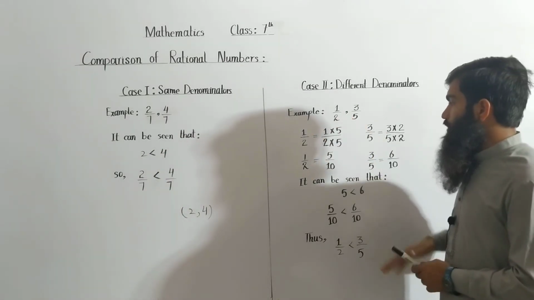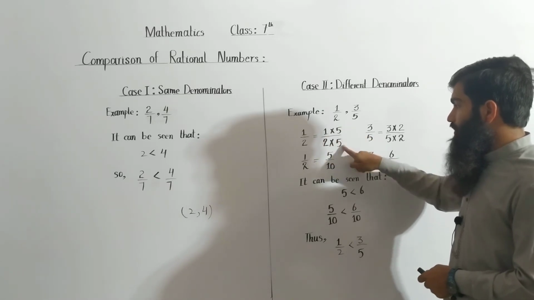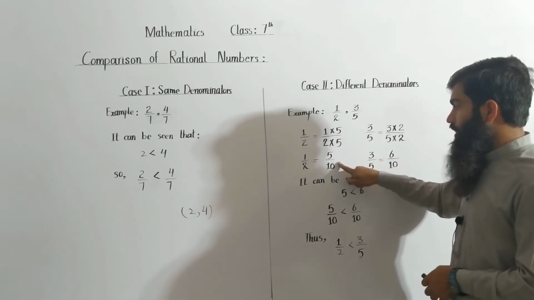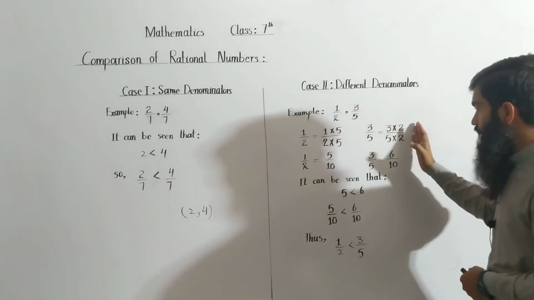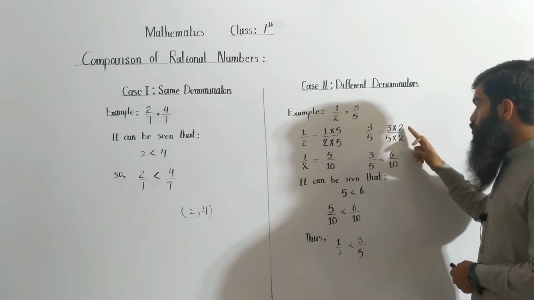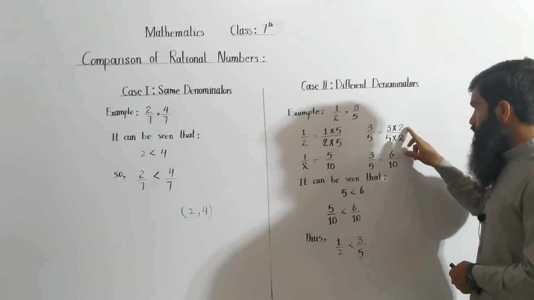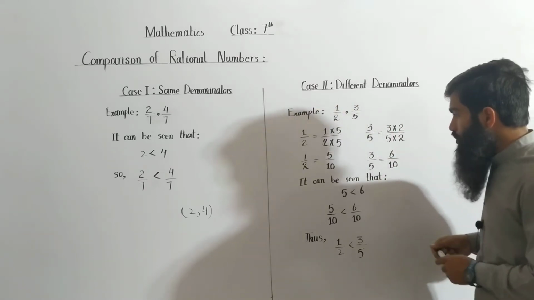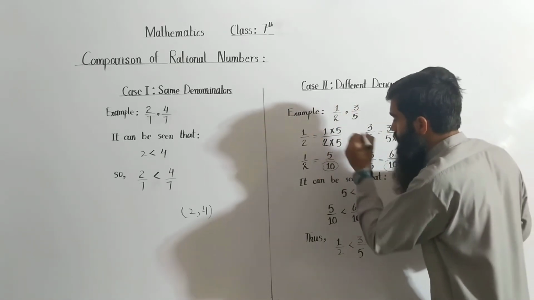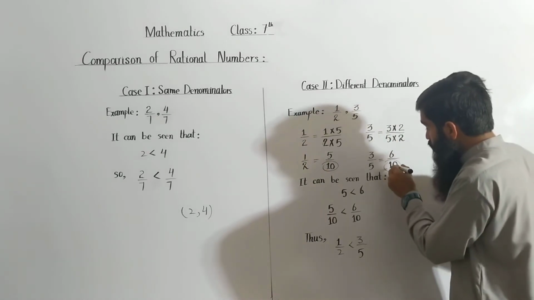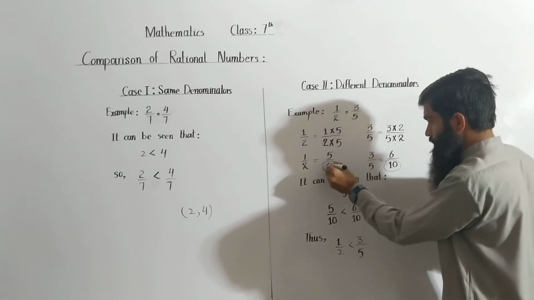For this purpose, as you can see here, I have multiplied 1 over 2 by 5 on top and bottom, and after that I get the fraction 5 over 10. Similarly, for this fraction I have multiplied by 2 on top and bottom. 3 over 5 multiplied by 2 gives 6 over 10; 3 2s are 6 and 5 2s are 10. As you can see here now, students, 6 over 10 and 5 over 10. These both fractions are now present with the same denominator.